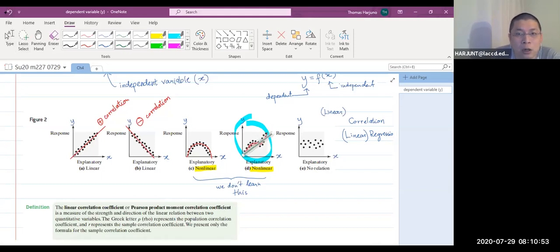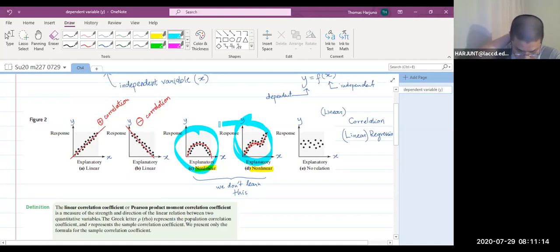The method we use here can be applied to any scattered data. Now the question is, is the correlation strong enough linearly? In this case, no. But in this case, yes. So before we assume there's linear correlation, we're supposed to do the scatter plot first.